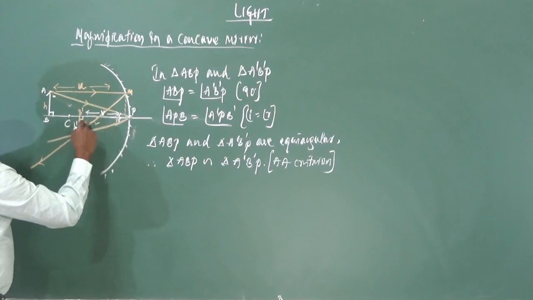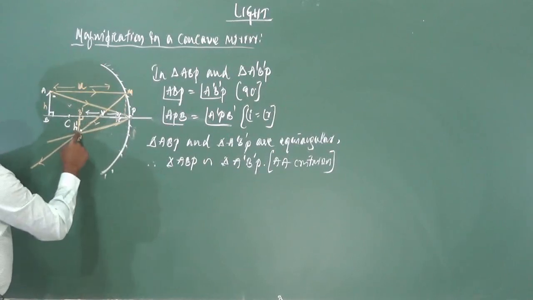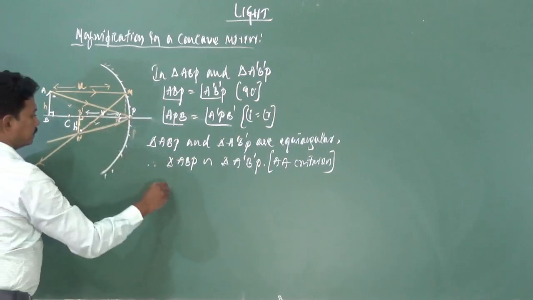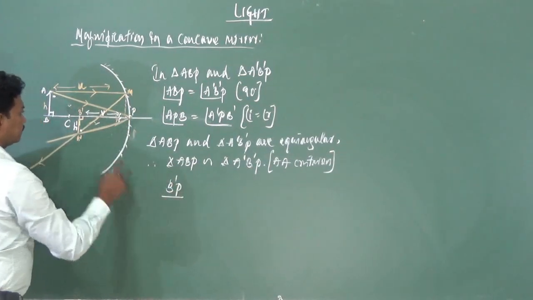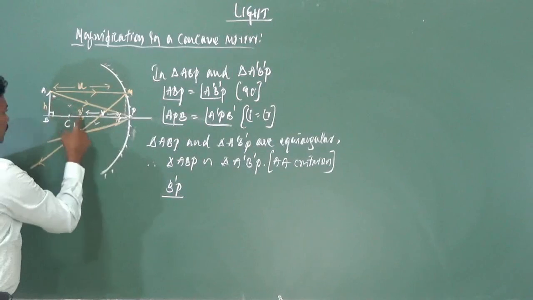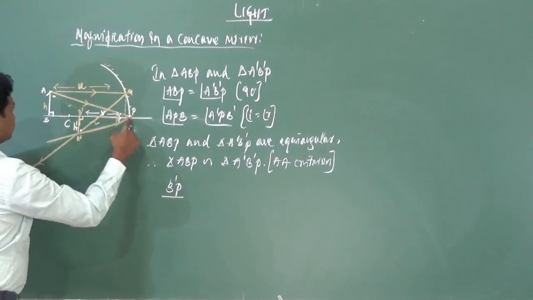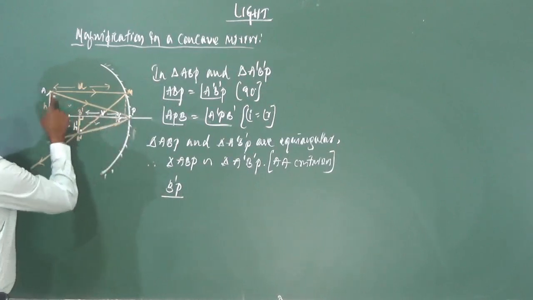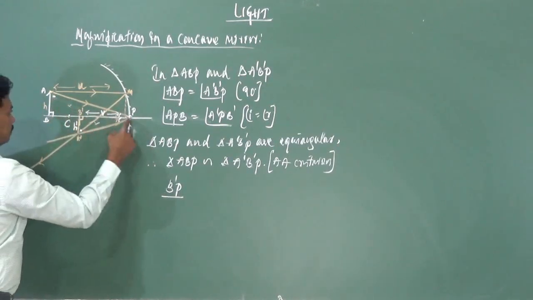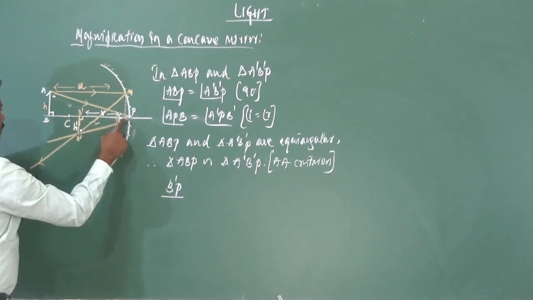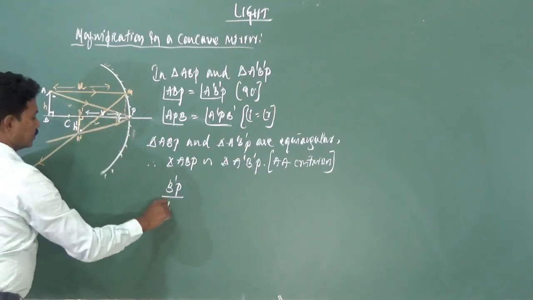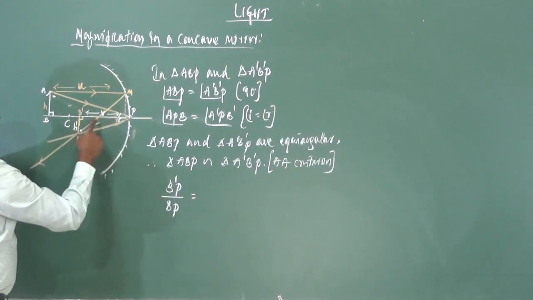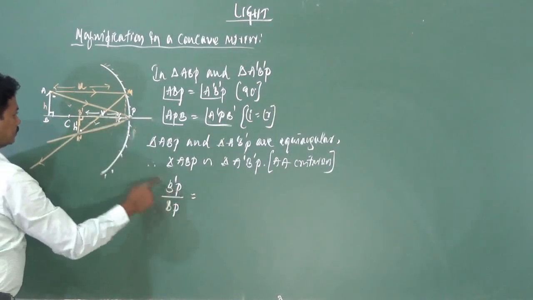We will start with the first triangle. The side opposite to the third angle is B dash P. In triangle ABP, this is the third angle, and opposite to that is BP. So BP is nothing but the object distance. So write BP here. And this is B dash P for this triangle.